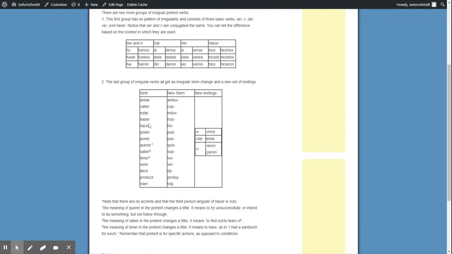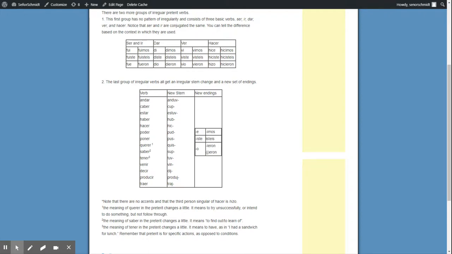Like present tense, haber is hay. So if you want to say in present, like there's a book, hay un libro. If you want to say there was a book, or more likely an event, is when you would use this in preterite. So like hubo un terremoto, there was an earthquake.